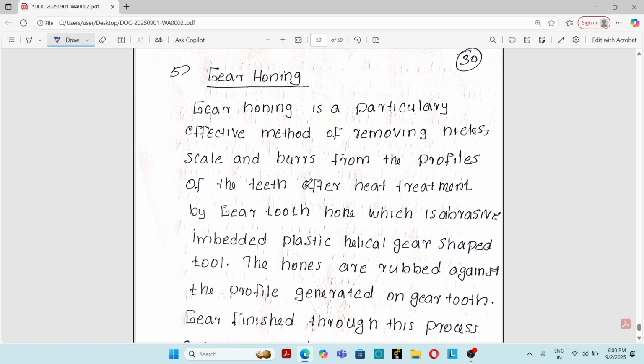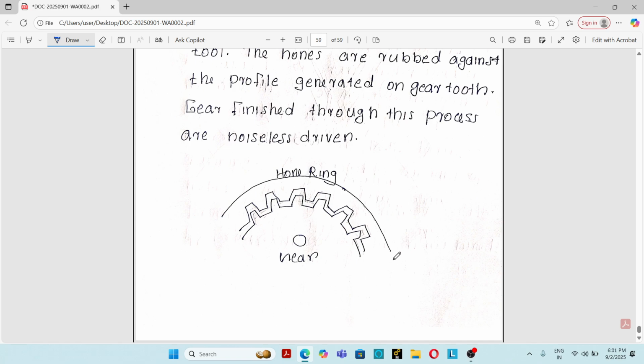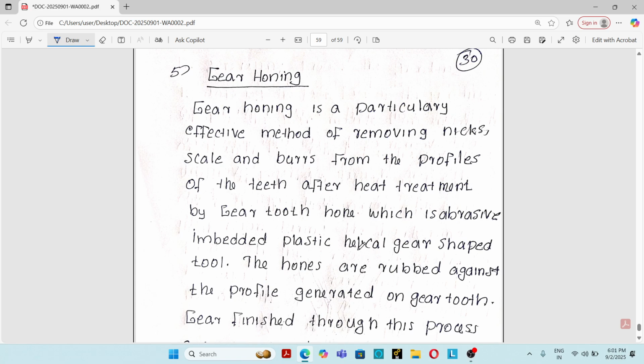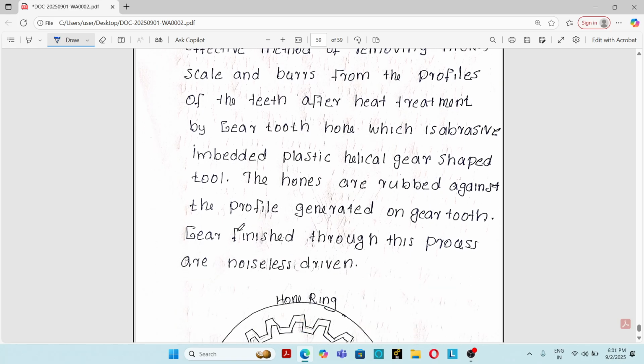By gear tooth hone, which is an abrasive embedded plastic helical gear shaped tool. So in the gear honing process we are using a gear tooth hone. So this is the honing ring. Actually it is an abrasive embedded plastic helical gear shaped tool. The hones are rubbed against the profile generated on gear teeth. Gear finishing through this process is noiseless driven.